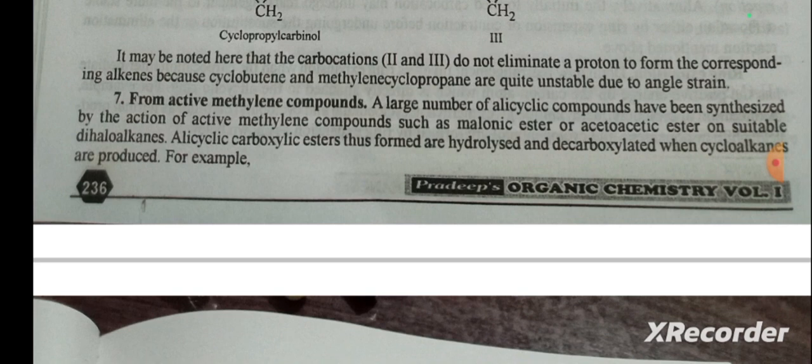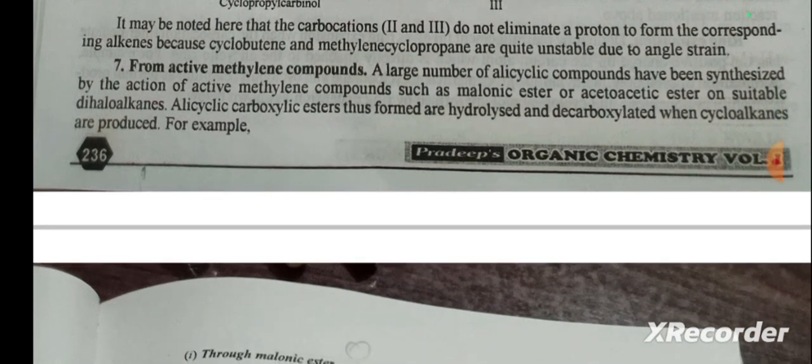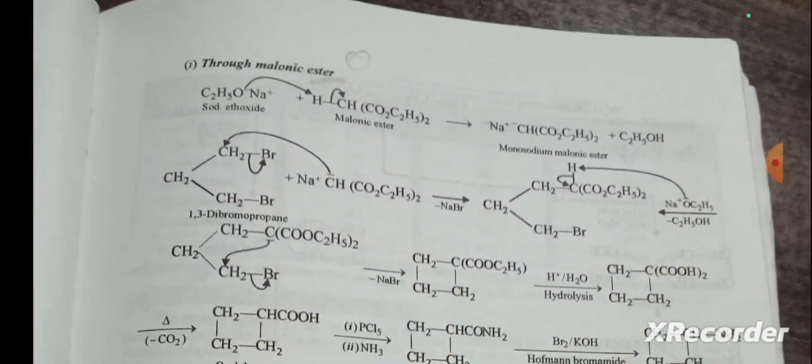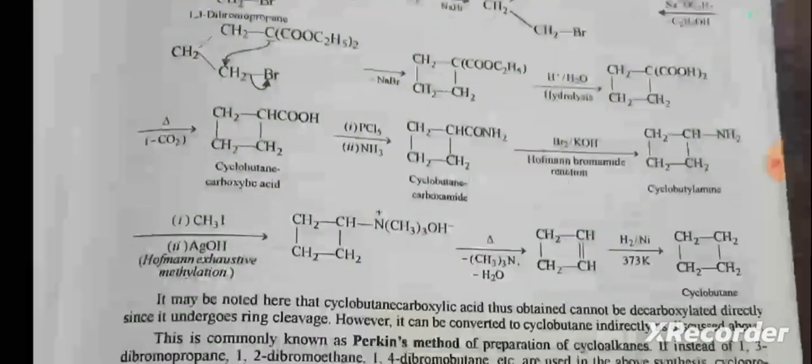From active methylene compounds, a large number of alicyclic compounds have been synthesized by the action of active methylene compounds such as malonic ether or acetoacetic ether on the suitable dihalkane. The cyclic carboxylic ethers thus formed are hydrolyzed and decarboxylated when the cycloalkanes are produced, for example, through the malonic ether.